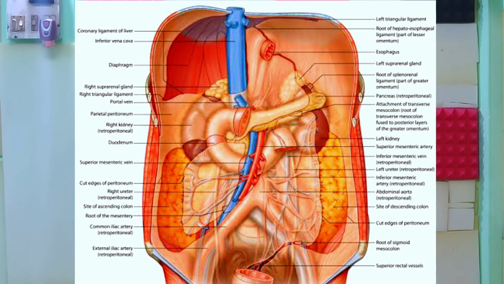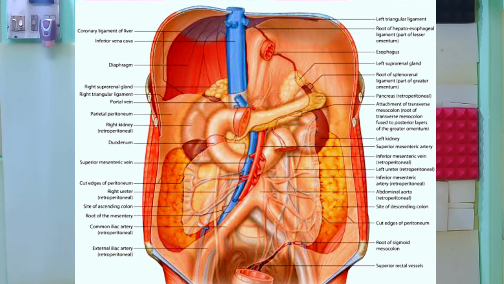Gonadal vessels, in male you will find testicular artery, testicular vein, and in female you will find ovarian artery, ovarian vein. For the right side only. Also you will find the terminal part of the ileum and the root of mesentery. And for the left side, you will find same peritoneum, same gonadal artery, gonadal vein, then left colic vessels, also sigmoid colon and sigmoid mesocolon.